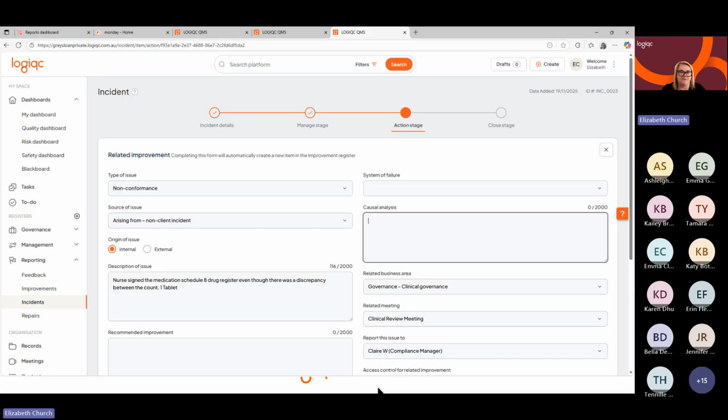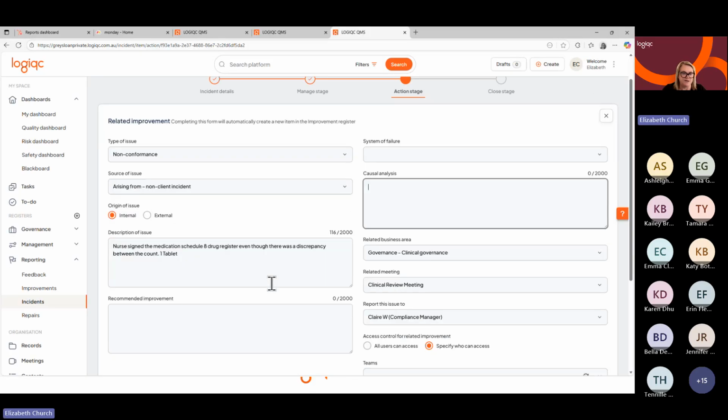And we're going to have a look at a practical example. So I've already started filling this in just by way of saving some time today. But really what we're looking at here is an incident where the nurse signed off medication during handover. There was one tablet short from the count, but the documentation was still signed off. So that incident was reported.